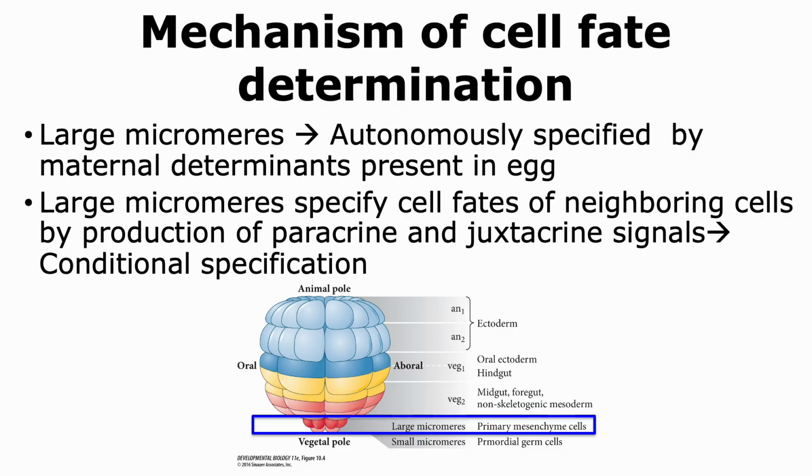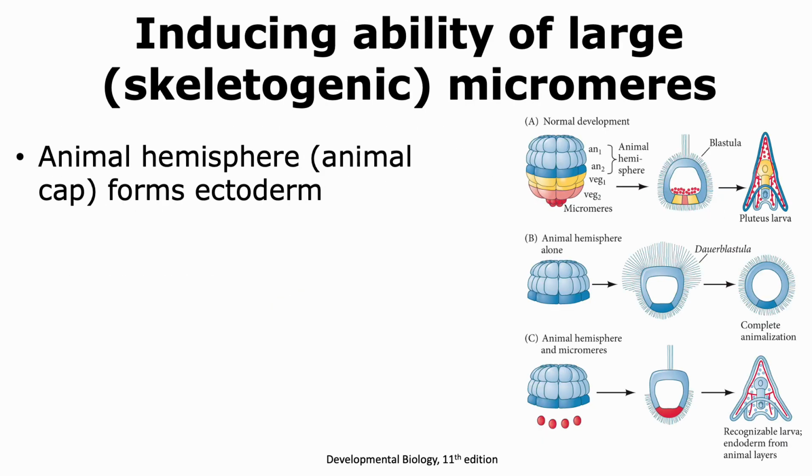So when we look at the figure, that blue box is where the large micromeres are. So they are autonomously specified, so they already know that they're going to be primary mesenchyme cells or skeletogenic mesenchyme. And this is because they have certain maternal determinants like proteins and mRNA that give this autonomous specification. Now, these large micromeres will make paracrine and juxtacrine factors, and they can signal the neighboring cells to form their cell fate, and thus they can induce cell fates in neighboring cells.